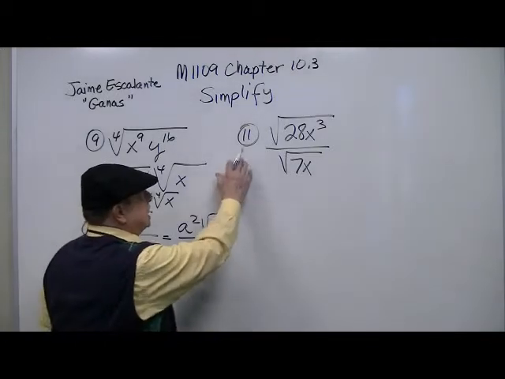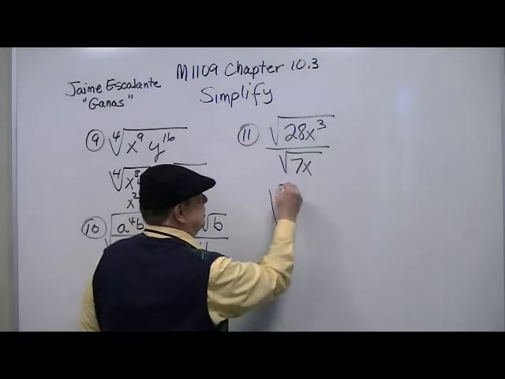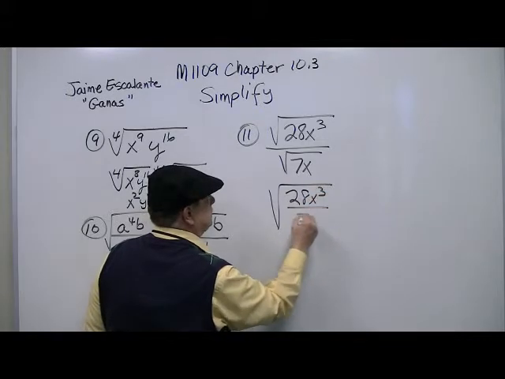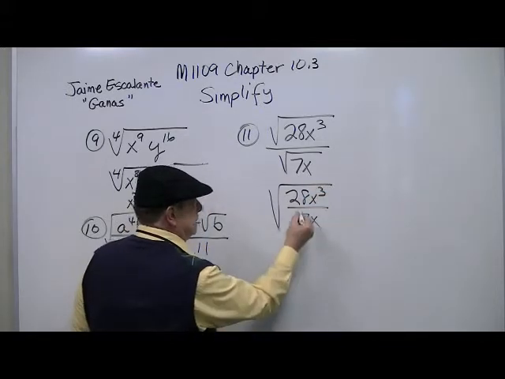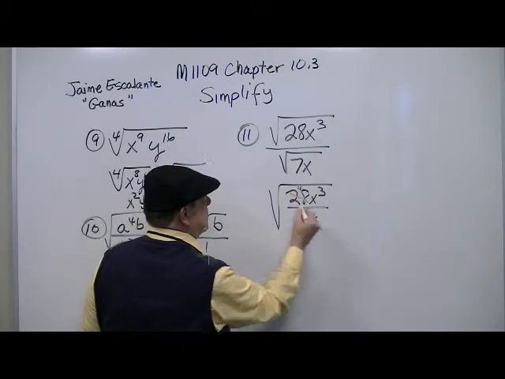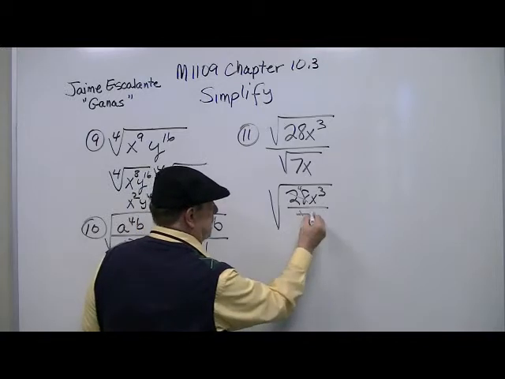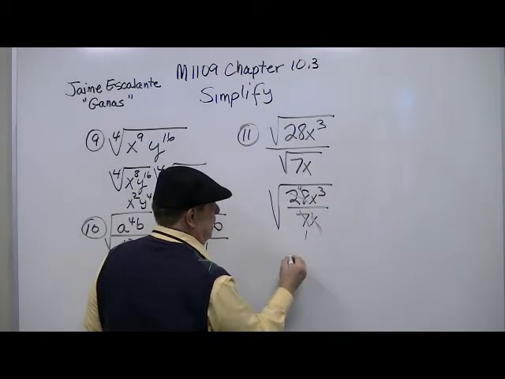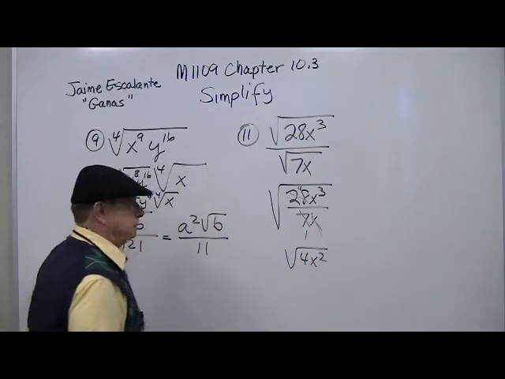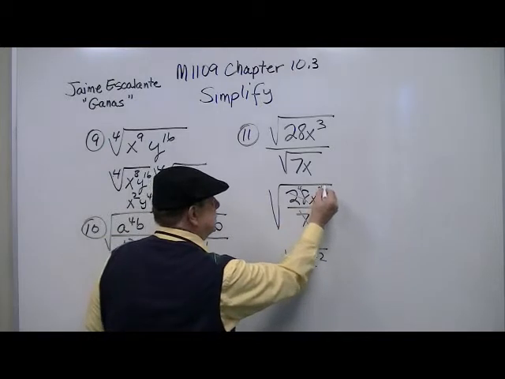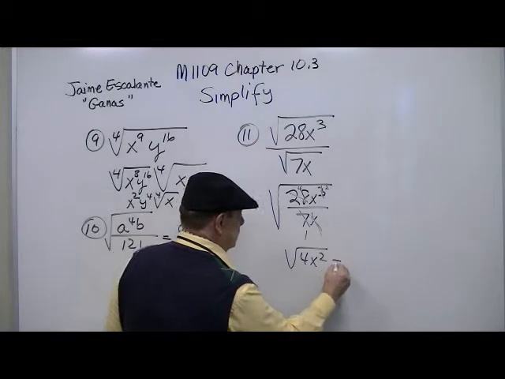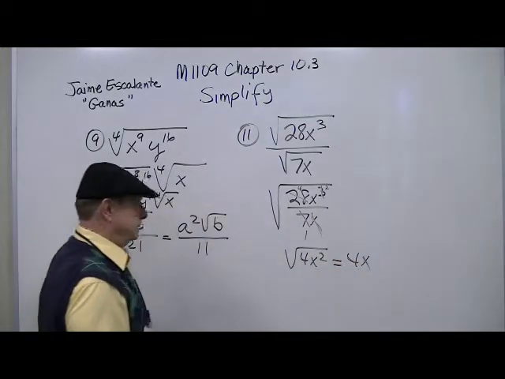Now for number 11, a new technique, you can put this all under a common radical sign. And 7 will go into there once, 7 will go into there 4 times. X cancels out and you end up with, under the radical sign, 4x squared. Again, this becomes a 2. And the square root of this is 4x.